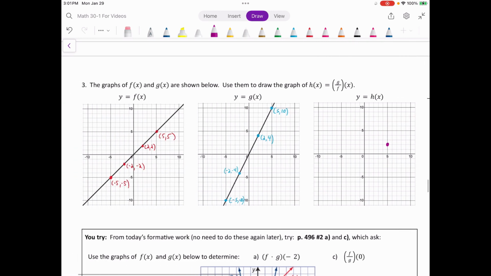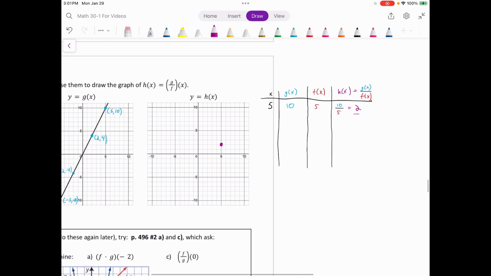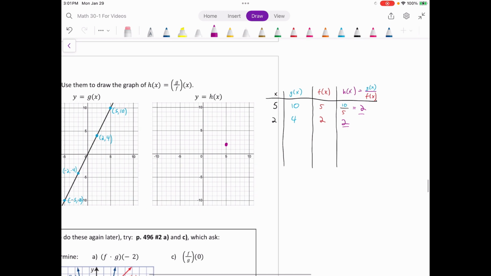All right. And then we could just continue on this way. You can probably see where this is headed. Look, when x is 2, I've got 4 over 2, right? When x is 2, g is 4, f is 2. So 4 divided by 2, once again, 2. And -4 over -2 is also going to be 2. So when x is -2, we've got g of x being -4, f of x being -2, but -4 divided by -2 is once again +2, right?